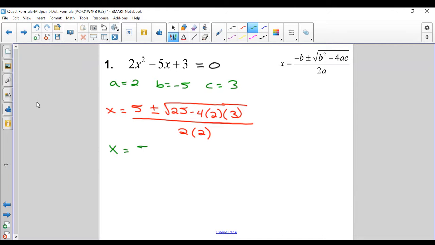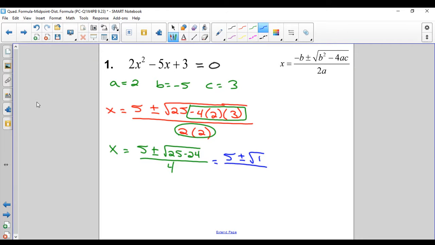So this one, I have 5 plus or minus. You deal with the 4ac portion, treat that as a negative. So it'd be 25 minus 24, all over, I'm going to go ahead and do this now. It's 2 times 2 is 4. 25 minus 24 is just 1. Showing all my steps here, square root of 1 ends up being just 1.